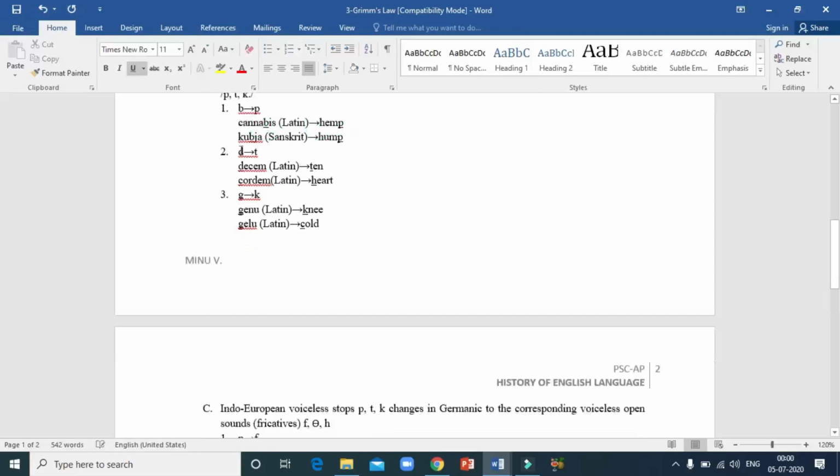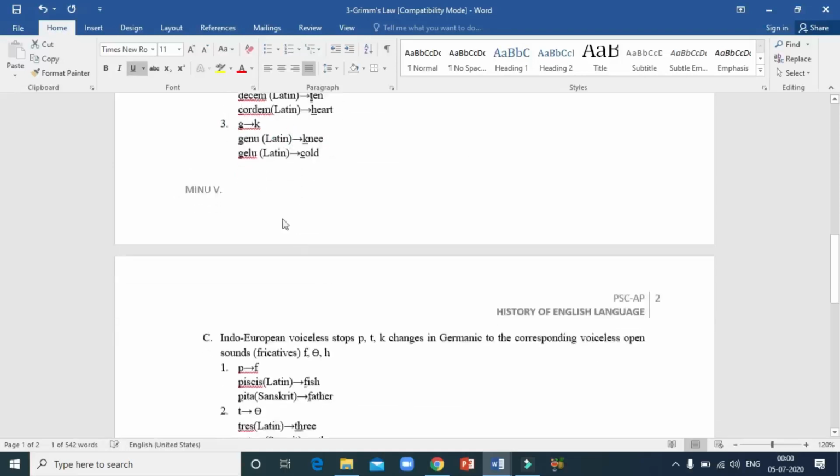Okay, let's look at the second change. D became t. Decem in Latin became ten in English. So there's a d here and there's a t here. And the third one is g became k. Genu in Latin became knee. In Old English, the K was still pronounced. So genu became kni. G became k.